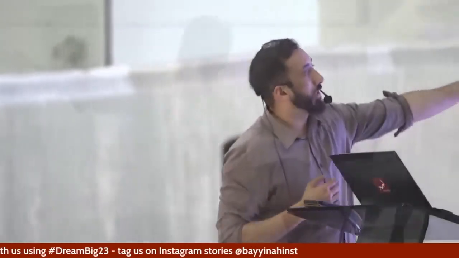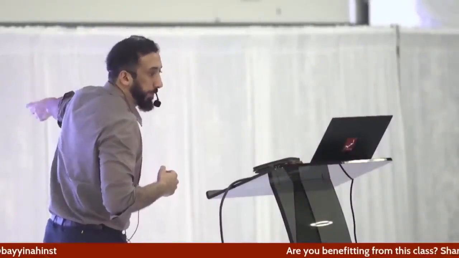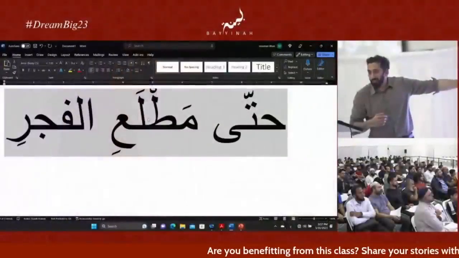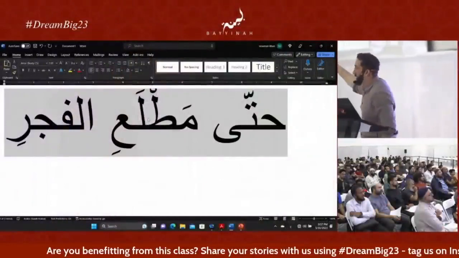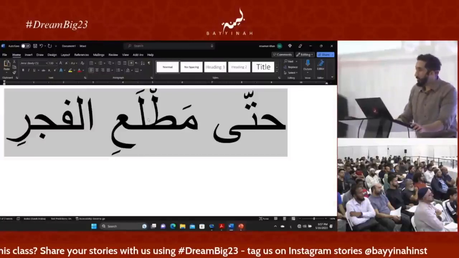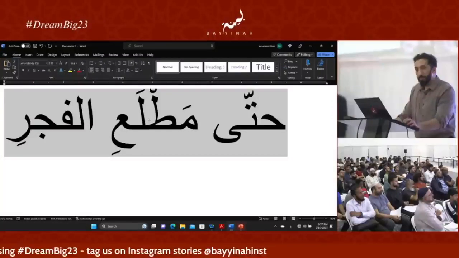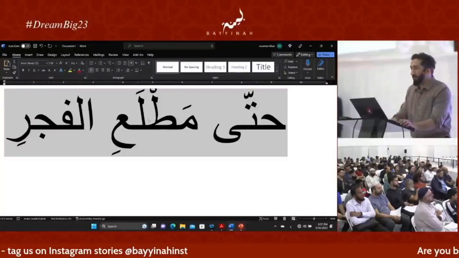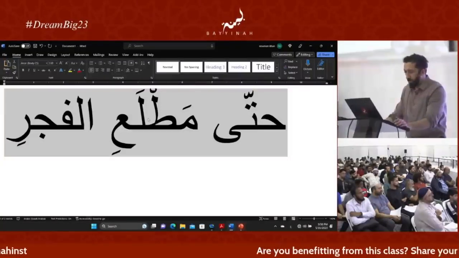Notice hatta matla' al-fajr. Hatta is a harf jar. What did it do to matla'? Made it jar. What happened to matla'? It's light, no al. And al-fajr became jar. What's the relationship between matla' al-fajr? That's mudhaf and mudhaf ilayh. Cool, huh? This is getting pretty sweet. Last thing, just help me out here.